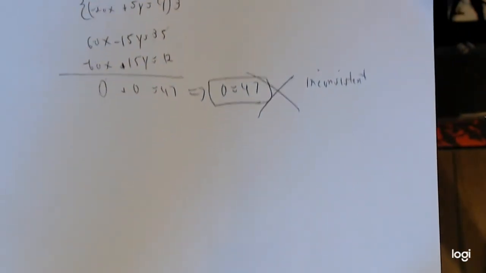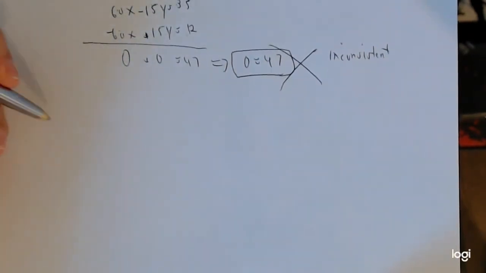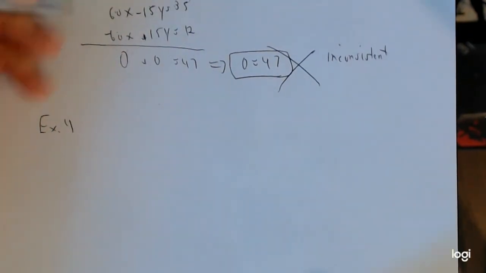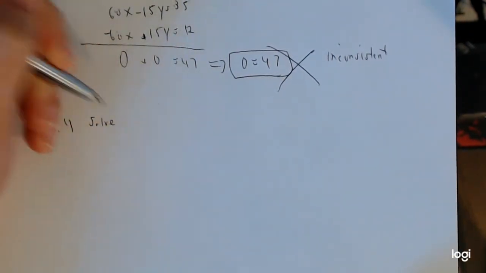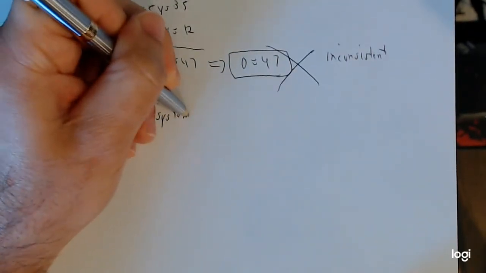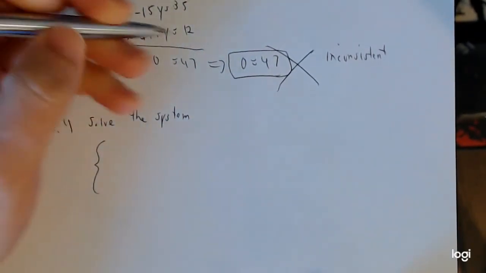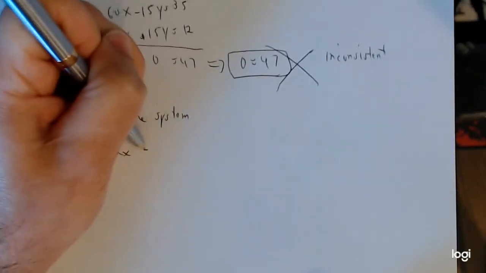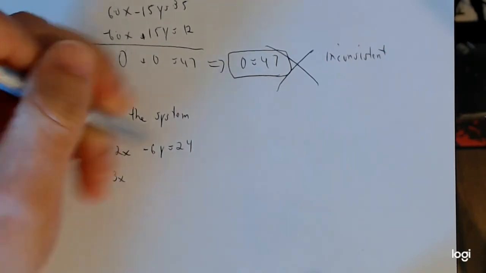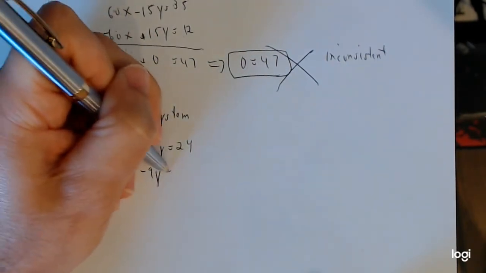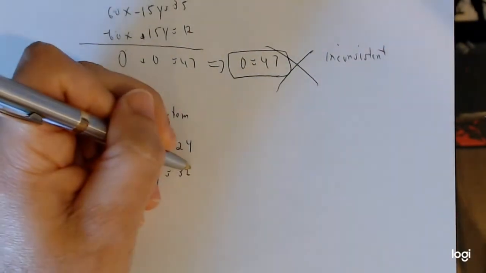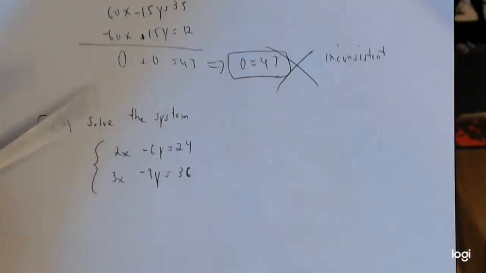So let's talk about another example where you'll see the case for infinitely many solutions, and then we'll wrap up the notes here. So if I said solve the system 2x minus 6y equals 24, and 3x minus 9y equals 36, I'm going to go ahead and use elimination again. So I'm going to make the x's opposite.